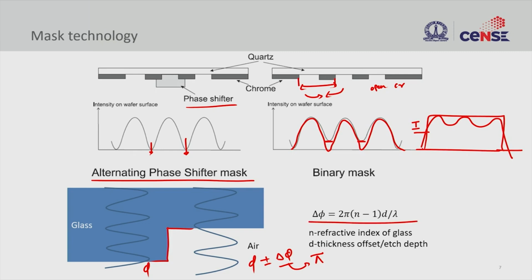If you want to get a certain phase difference, in this case pi, you can work with the thickness of your glass layer, or you can play with your refractive index. So you can do this offset, and then once you do this offset, you should be able to get the required phase shift. So this is a simple way of achieving better modulation in your intensity by using phase shift.